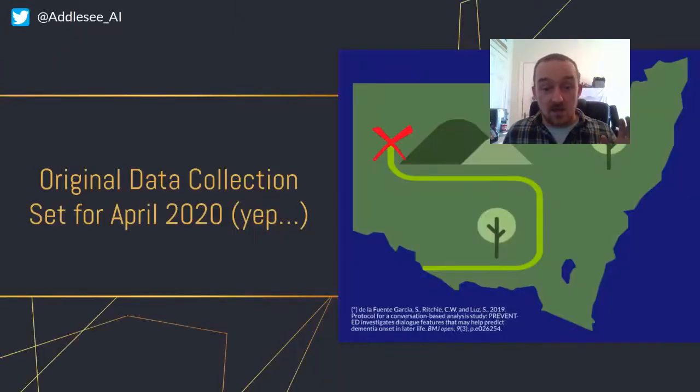But I'll move on to the problem of there's no data. I had a data collection set for April 2020, which, possibly the worst timing ever. I wanted people with dementia, who are often older adults, to sit down with random volunteers and have a face-to-face conversation and record that with the video and the audio. So that was postponed for obvious reasons for coronavirus, and I hope that still will take place.